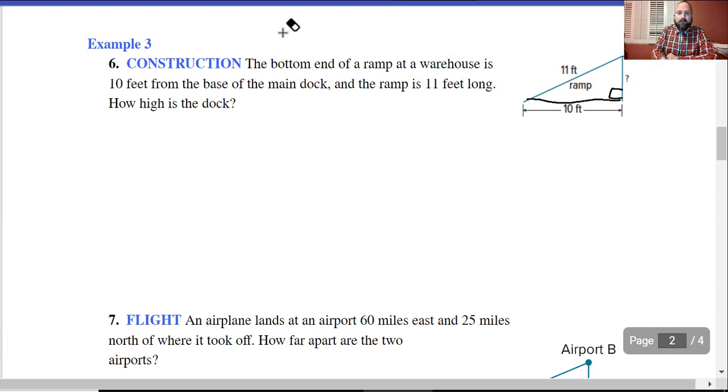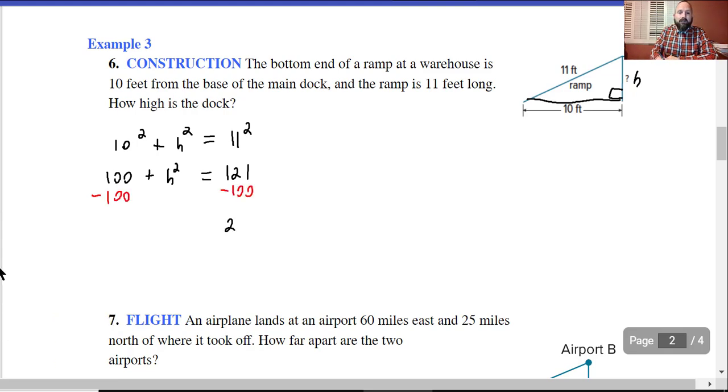So right now I know this is going to be 10 squared. Well, I know it's going to be feet, like every one of these is going to be feet, but let's not talk about that. 10 squared plus, let's call it height, h. 10 squared plus h squared is equal to 11 squared. So that's 100 plus h squared is equal to 121. So I could subtract 100 on both sides, and I'll get 21 is equal to h squared.